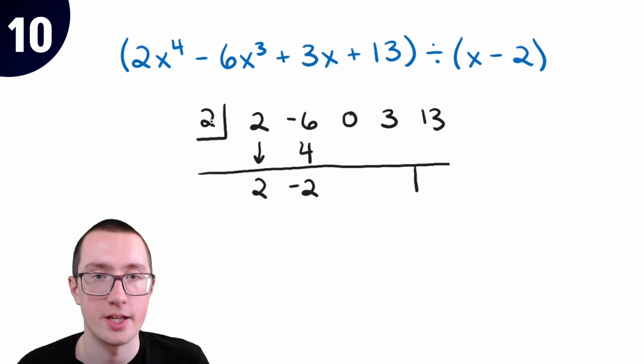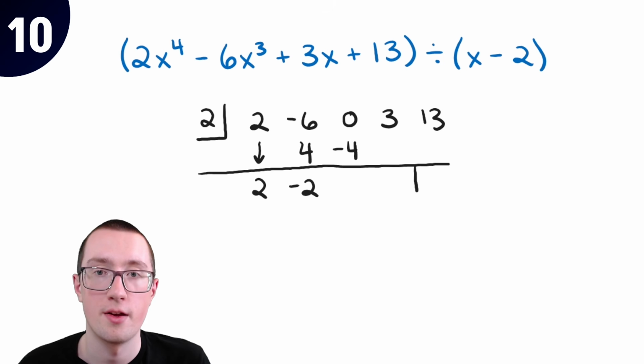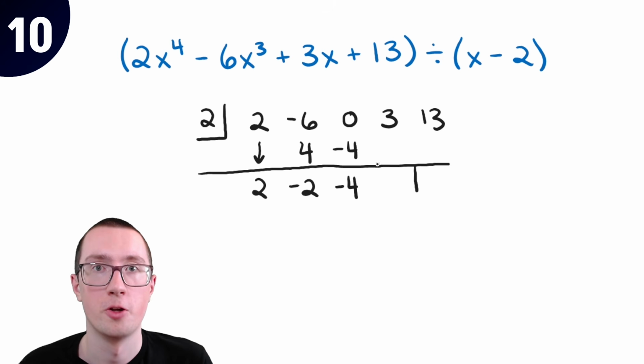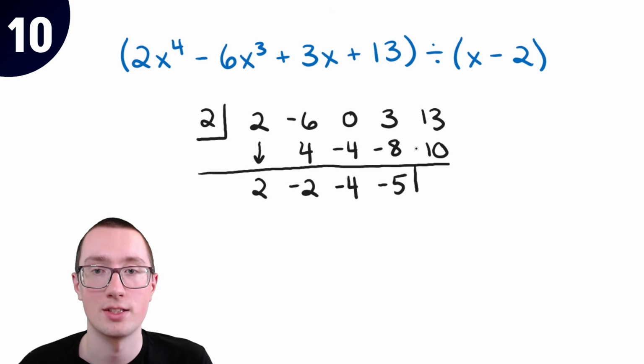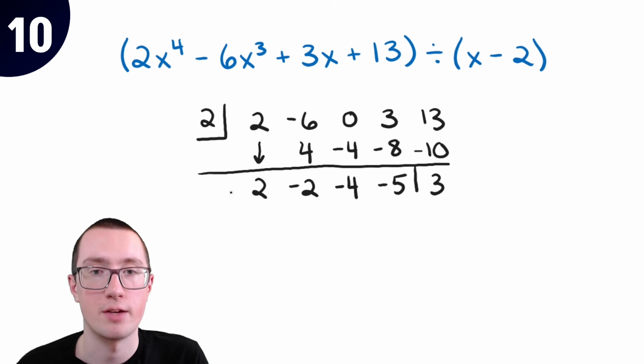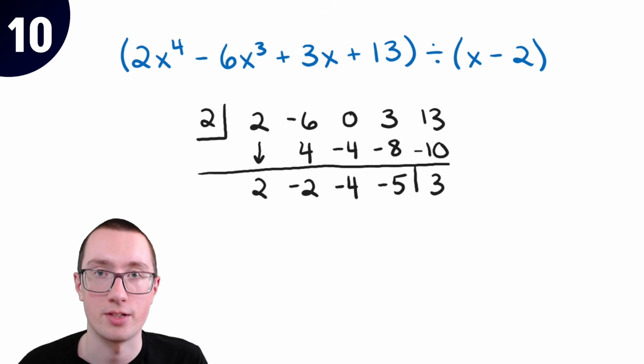So multiply, -2 times 2 is -4. And then add, 0 minus 4 is -4. Multiply, 2 times 4 is 8, and there's one minus sign, so the minus sign stays. And then add, 3 minus 8 is -5. Multiply, 2 times 5 is 10, and there's one minus sign. And then add, 13 minus 10 is 3. And just by multiply, add, we have now listed our answer down here at the bottom.